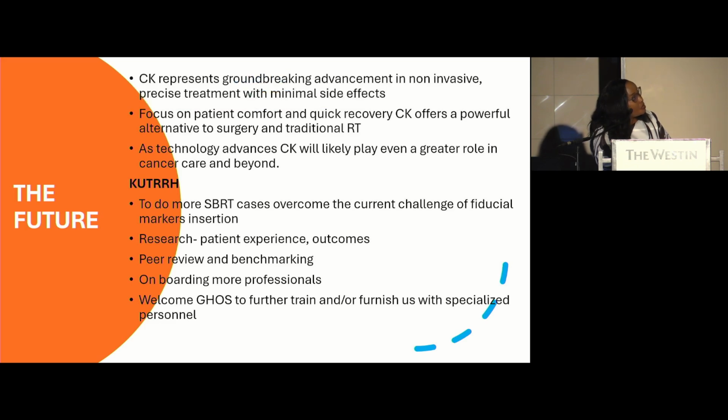So what's the future for us? I think CK will be the future, mainly because of AI. SRS and SBRT is the future in RadOnc. More people are moving from EBRT and whole brain radiation. For us, our main challenge has been fiducial marker insertion, mainly because we do not have that many IRs in our country, and this is mainly an IR procedure. And the patients also have to pay for the gold seeds, which is not cheap.